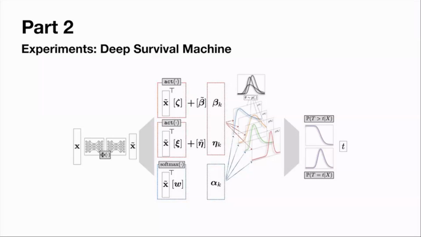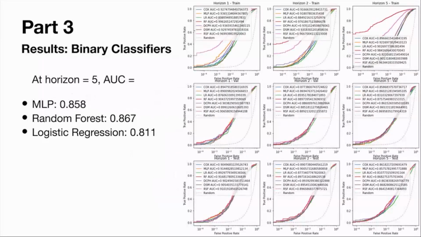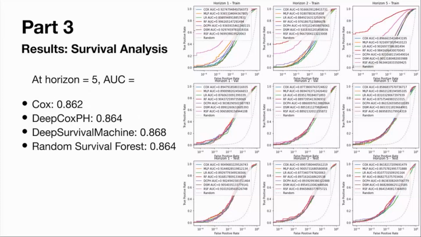As for our model selection, we first use our evaluation metric of log loss. It is the loss between predicted probability of bankruptcy and ground truth value of H label. Then we chose our best models. These are the results for our binary classifiers. It can also be concluded from the graph that as the horizon increases, the performance of binary classifiers decreases. It is intuitive that distant outcomes are harder to predict. As for our survival models, the result appears to be that the survival models are outperformed by the binary classifiers.